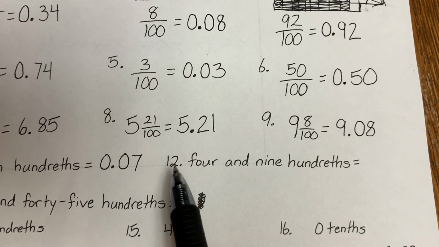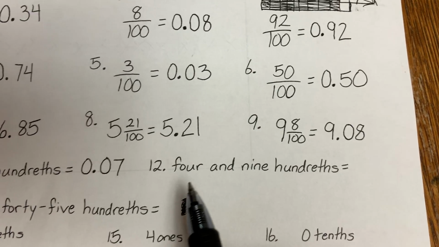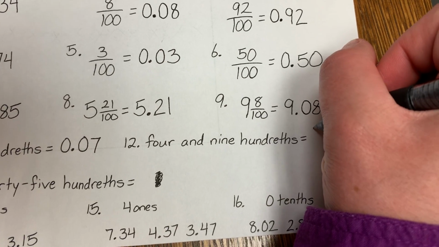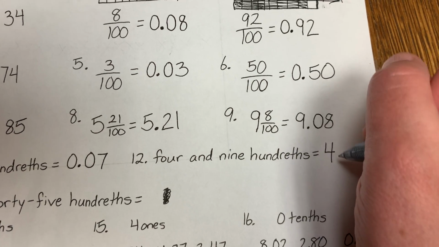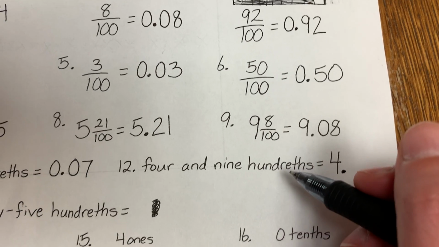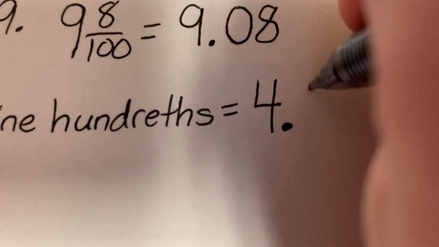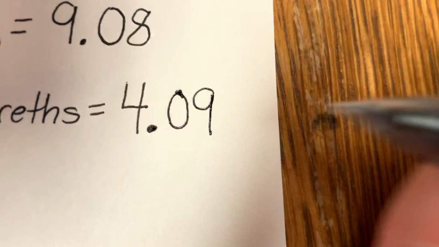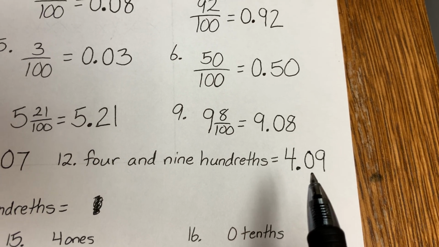Number 12. Number 12 says 4 and 9/100ths. So that means we have a whole number 4. When it says the word and, that's when you are putting in your decimal point after the whole number. 9/100ths. So there's nothing in the tenths place. Gotta hold my paper still. And there's 9 in the hundredths place. So 4 and 9/100ths looks like 4.09.